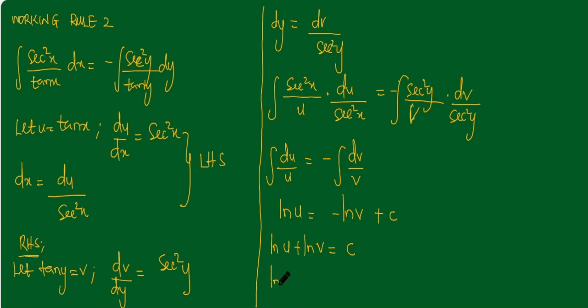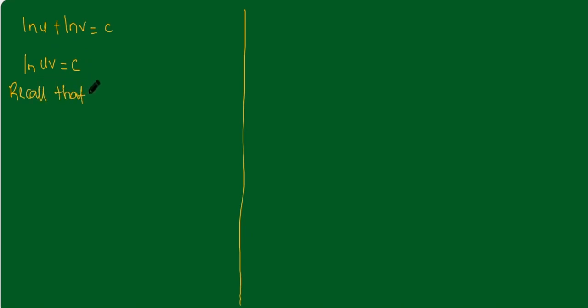And recall that if we have ln a plus ln b, we can rewrite it as ln ab. So using that, our ln u plus ln v is equal to c. We have ln uv to be equal to c. Now we recall that u is equal to tan x and v is equal to tan y. So we have ln of tan x tan y is equal to c.